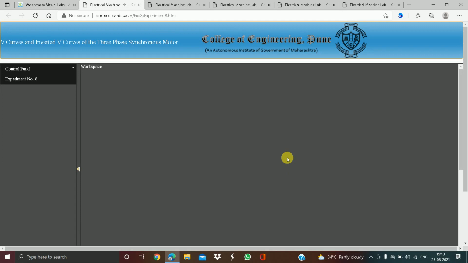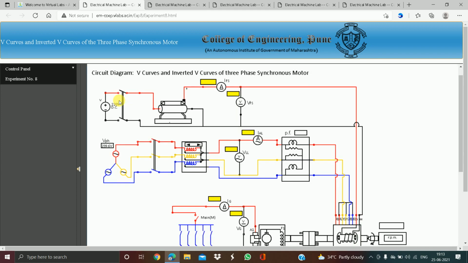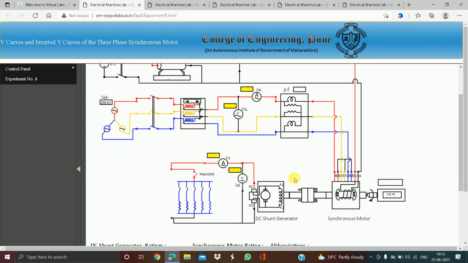Today I'm going to explain how to generate a VCO and inverted VCO graph in a three-phase synchronous motor. Now drag this experiment to the workspace and you can see a circuit diagram of a three-phase synchronous motor. This is the synchronous motor, where the outer one is the armature and the interior one is the rotor.